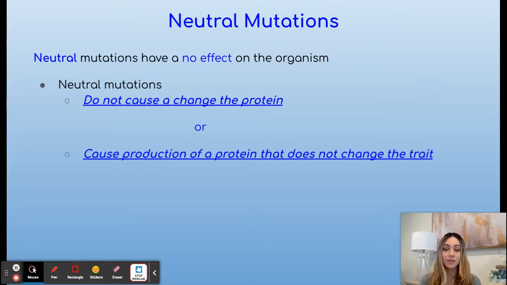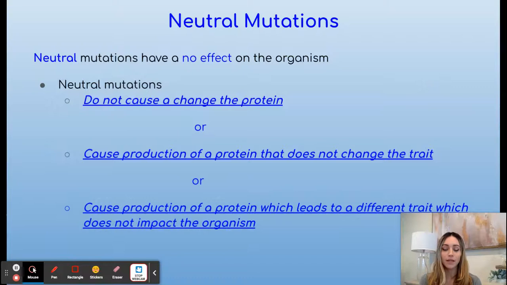The second instance that can be considered a neutral mutation is when a new protein is produced, but the function of the protein doesn't change the trait that is exhibited. So a new protein is produced, but ultimately that new protein does not affect any trait in the organism, hence no effect on the organism from this mutation. Finally, there can be a production of a different protein that does lead to a new trait. However, that trait does not either positively or negatively impact the organism. Hence, the mutation as a whole is neutral.